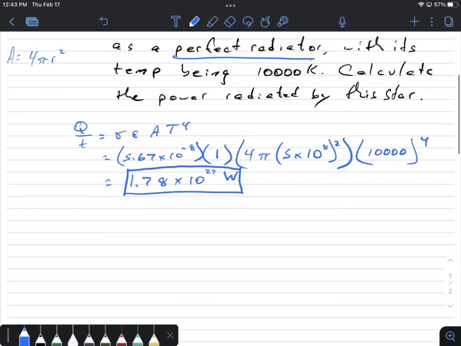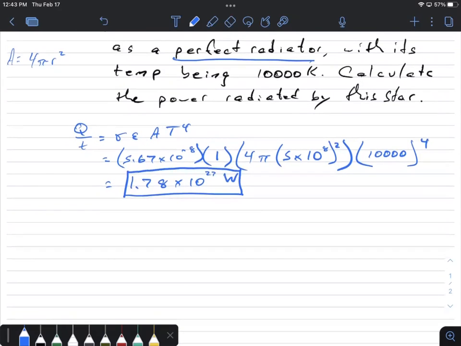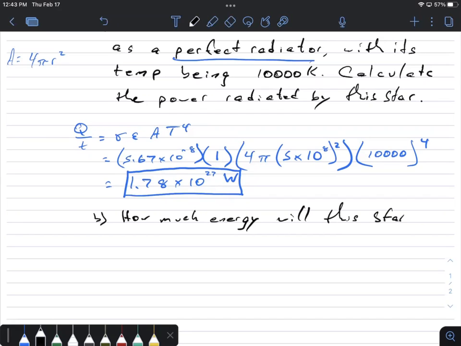Now I could always ask a part B as well. I could say, okay, given I know the power, I want to know how much energy will be radiated after 1 day. So I'll do a part B. How much energy will this star radiate in 1 day?